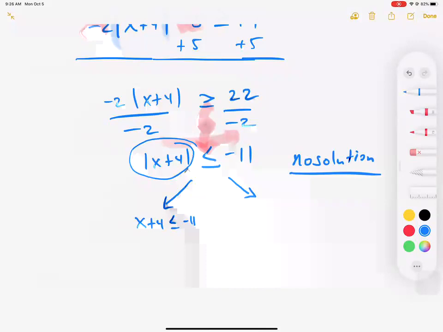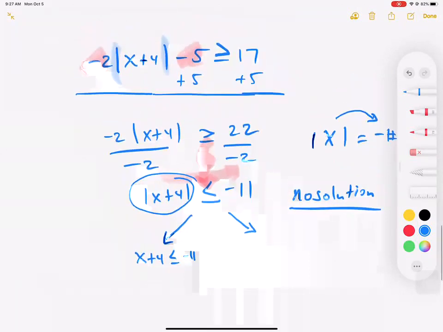Okay, so be ready to say that. Absolute values can never be negative because absolute values make numbers positive, and that's something that we have to catch. You could try to keep solving this, but it wouldn't work. Turns out none of these answers would have worked.